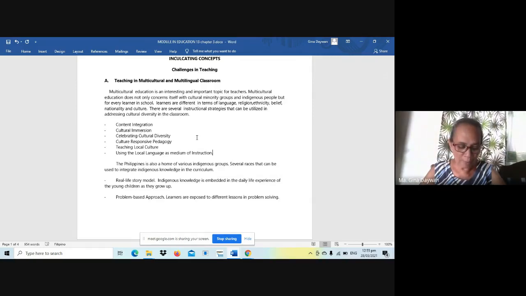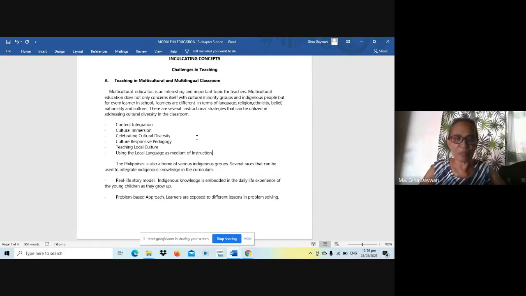Now, we have here the different challenges that teachers encounter. One, we have multilingual and multicultural classrooms. Number two, learner-centered and constructivist teaching. Then we have multiple classes, ICT integration, brain-based education, multiple intelligences, and children with special needs. So these are the different challenges in teaching.